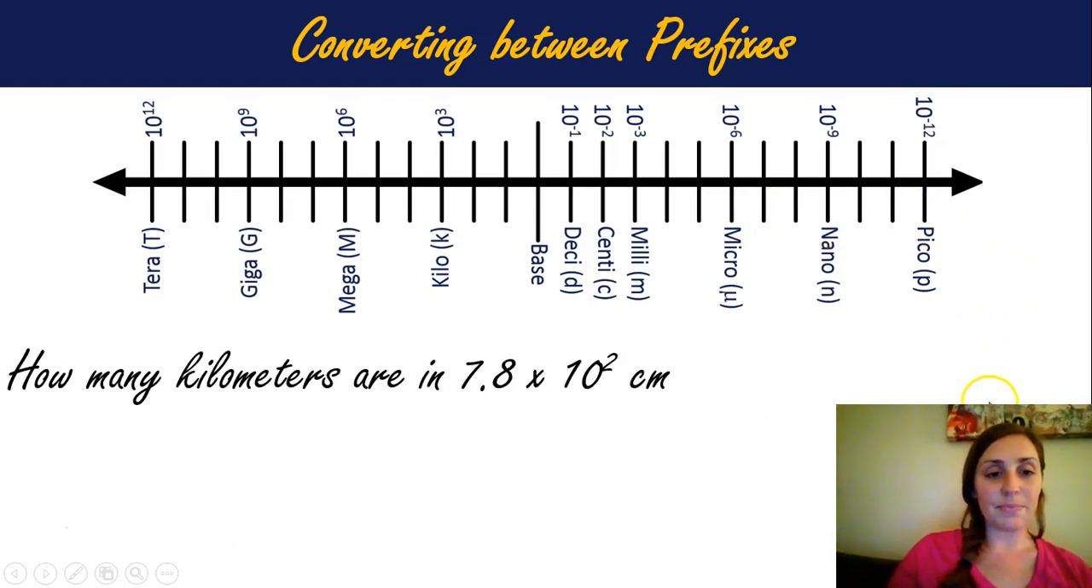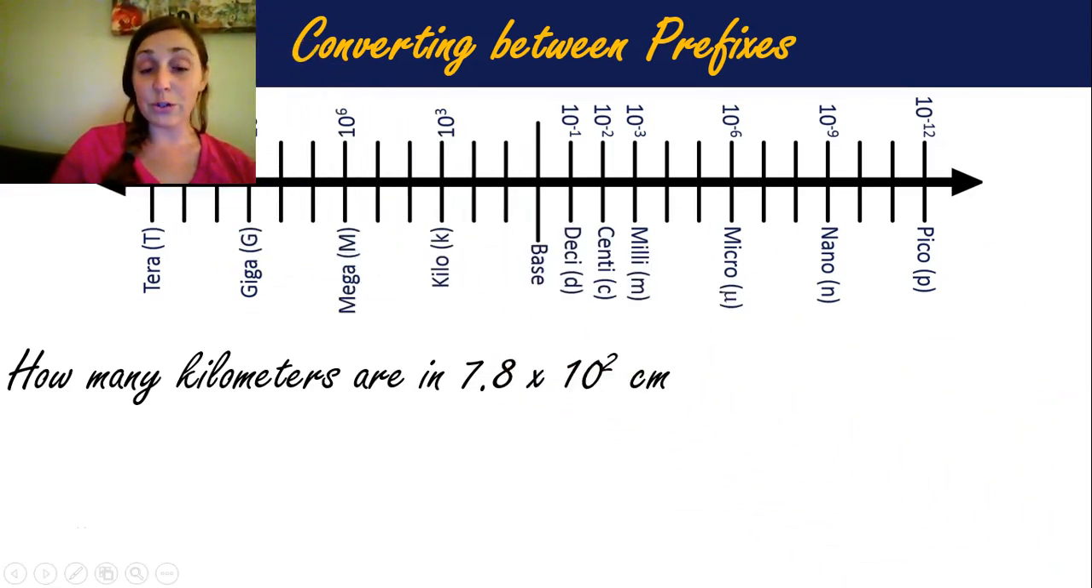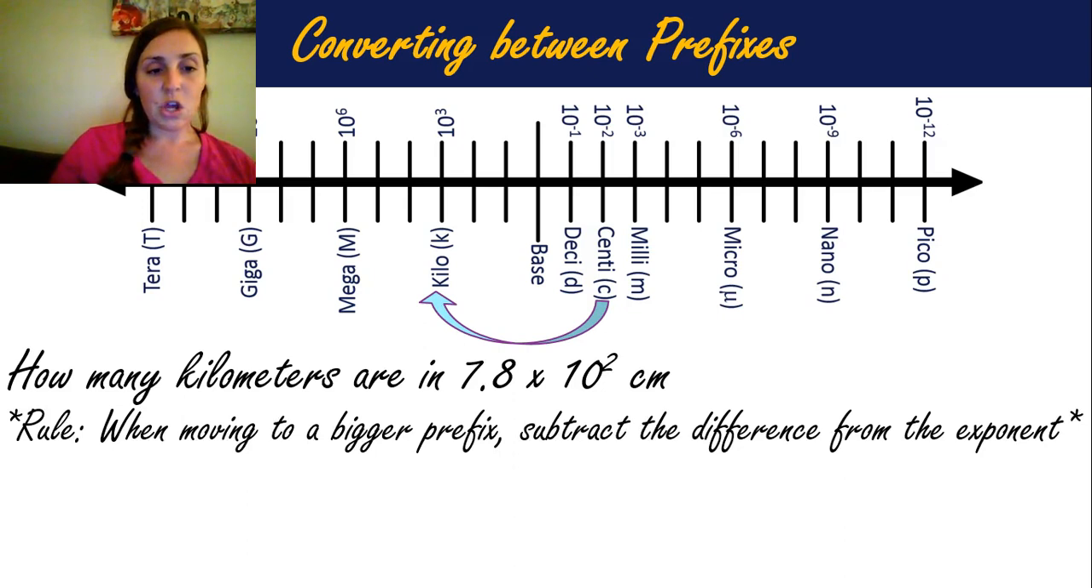Let's do another one. How many kilometers are in 7.8 times 10 to the 2nd centimeters? So the first thing is to find your units. So we're going from centimeters to kilometers, so we're going to the left. And we've got a rule here. So when you're moving to a bigger prefix, you're going to subtract the difference from the exponent. So how many over do you move here? 1, 2, 3, 4, 5.